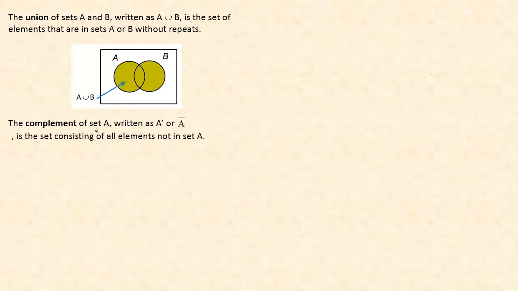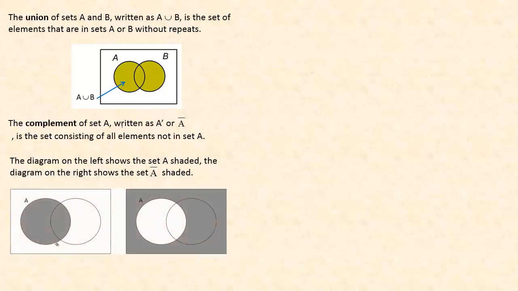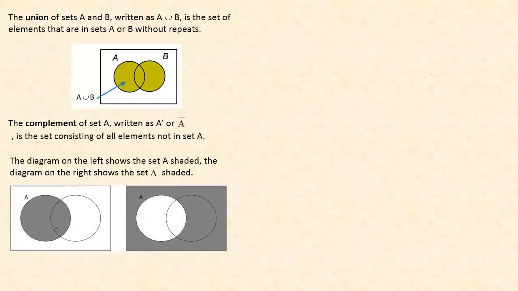The complement of set A, written as A dashed or A bar, is the set consisting of all elements that are not in set A. The diagram on the left below shows the set A shaded. The diagram on the right shows the set A bar shaded. So here we have A, and there we have not A.